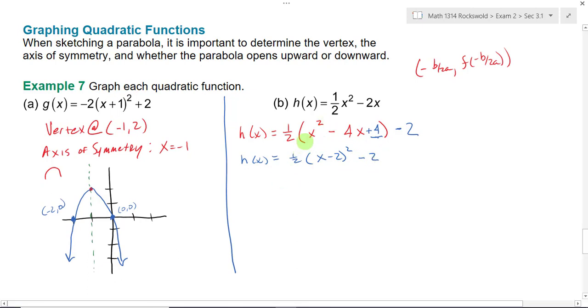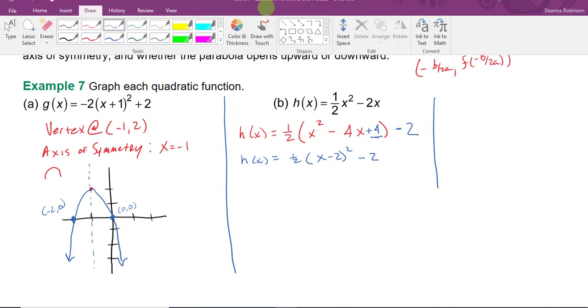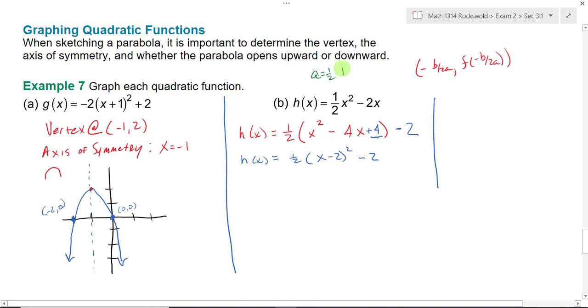Y'all sure y'all like this method better? No? Let me show you how to find the vertex using this. This is how easy it is. What is a in this problem? a equals 1/2. What is b? -2. So -b over 2a is equal to the opposite of -2 over 2 times 1/2. The opposite of -2 is 2 over 2 times 1/2 is 1. The x value of the vertex is 2. Well, that's what we got there.